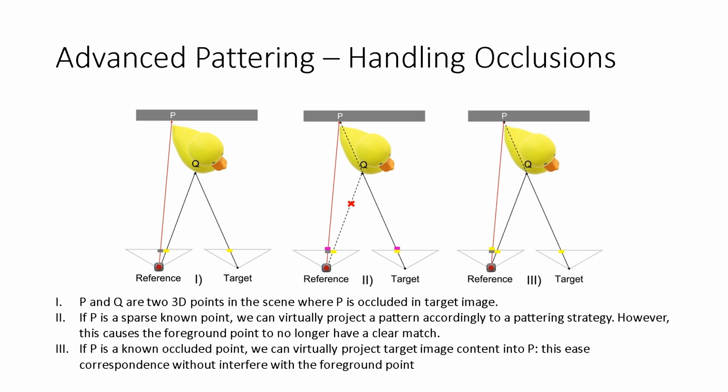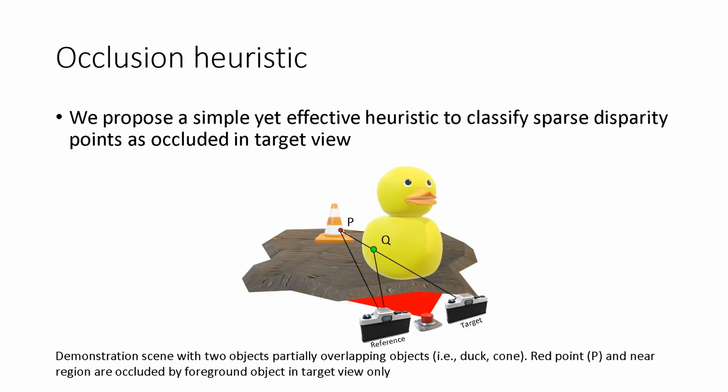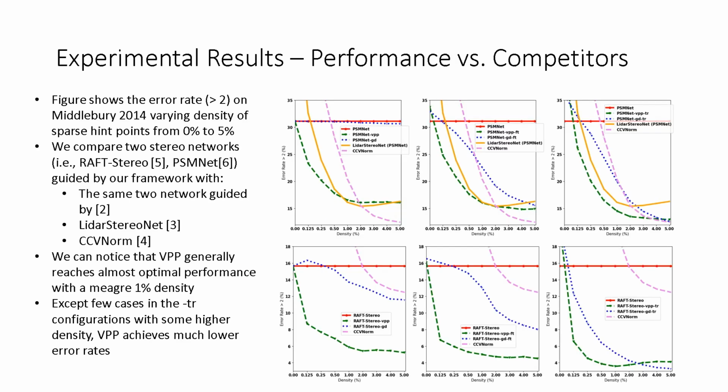If we can classify P correctly as occluded, we can exploit the potential of our proposal. Instead of projecting a pattern that would cover foreground content, we can virtually project the target content of Q into the reference pixel of P. This solution is the correspondence for P and does not interfere with the foreground pixel. We propose a simple heuristic to classify occluded sparse disparity points. Considering the target view, we assume at least one foreground sparse point in the neighborhood of the occluded sparse point.